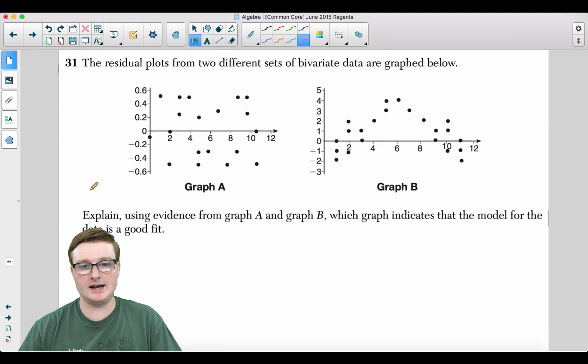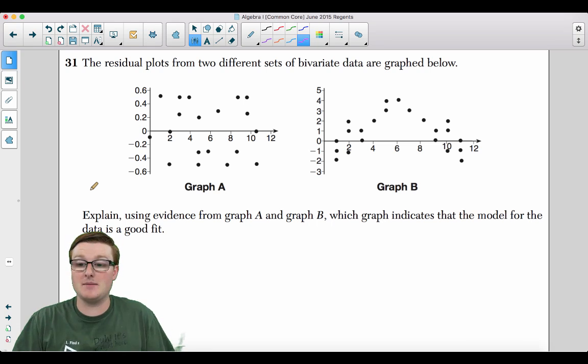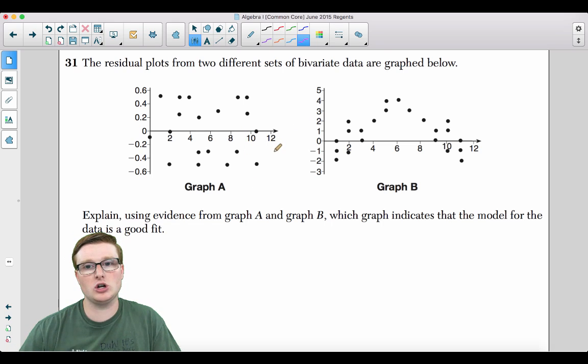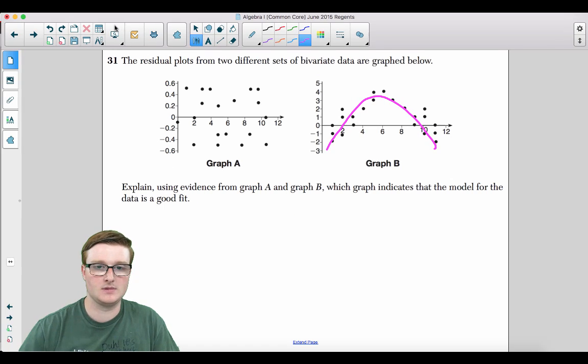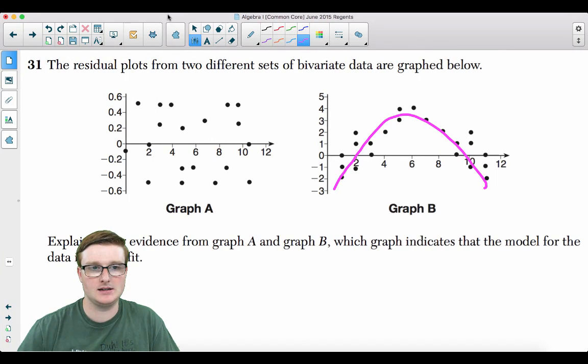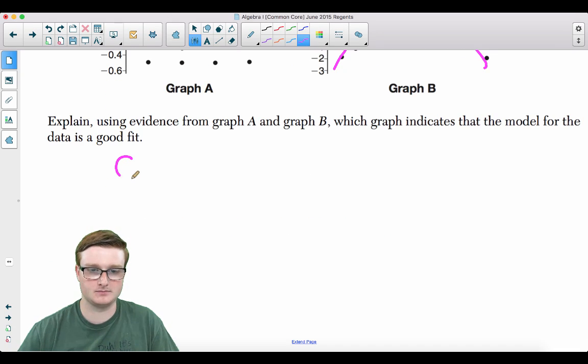31. The residual plot from two different sets of bivariate data are graphed below. Explain, using evidence from graph A and graph B, which graph indicates that the model for the data is a good fit. Okay, I need you to look at this. Look at graph A. It's all scattered. Look at graph B. I could draw a pattern. So your answer for this case is going to be graph A.